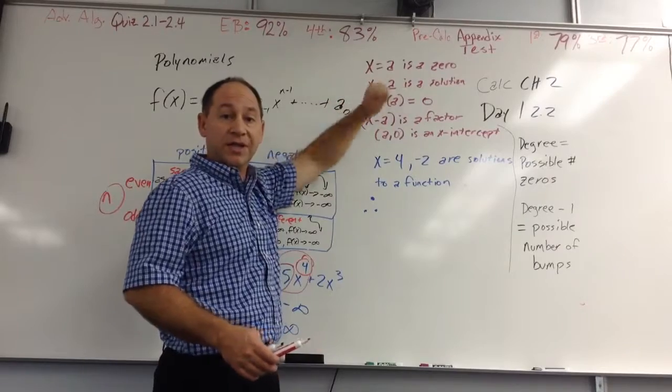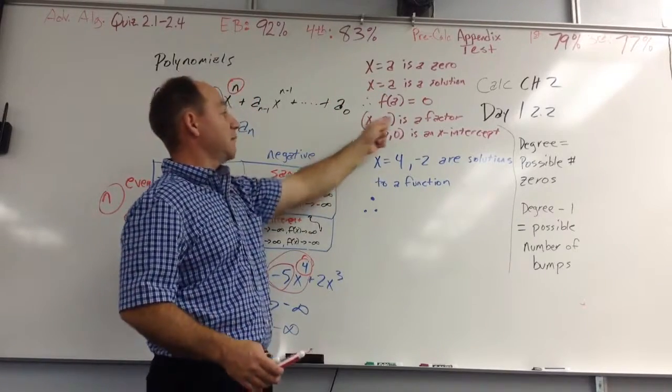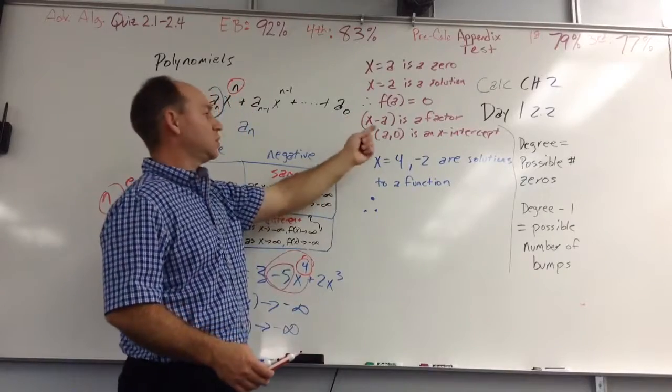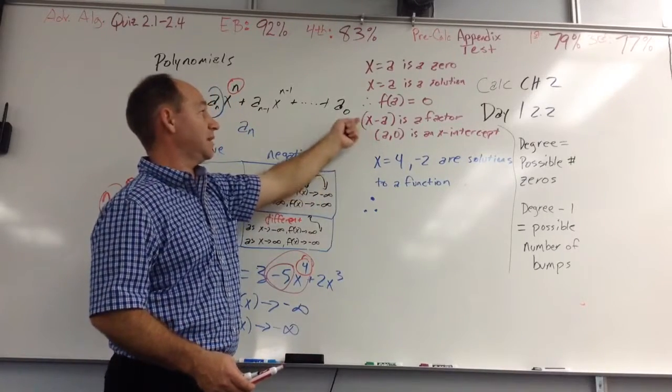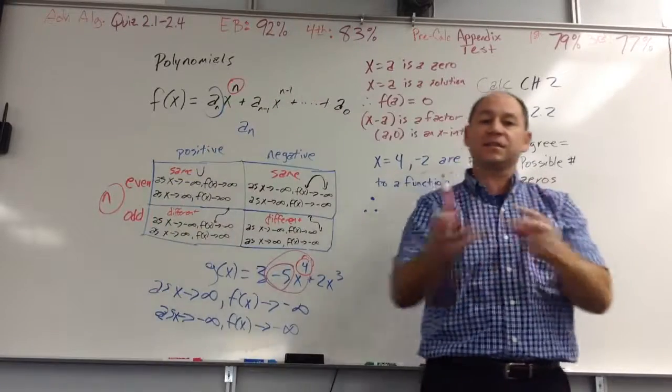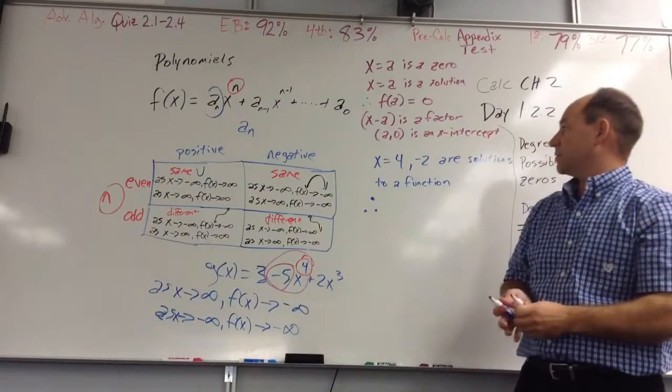The value of the function at a is 0. It also means that x minus a is a factor, and that (a, 0) is the x-intercept. If I tell you that (2, 0) is an x-intercept, that means this, that means that, and that. It means we can say all those things. So it's all intertwined, it's all the same thing.